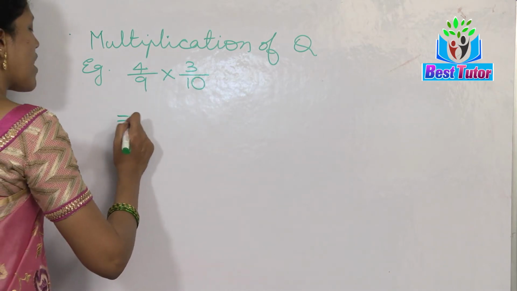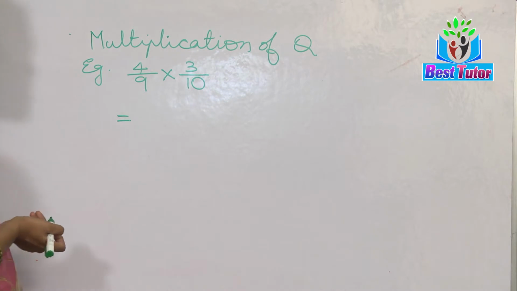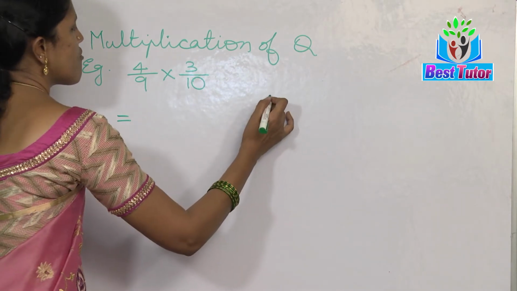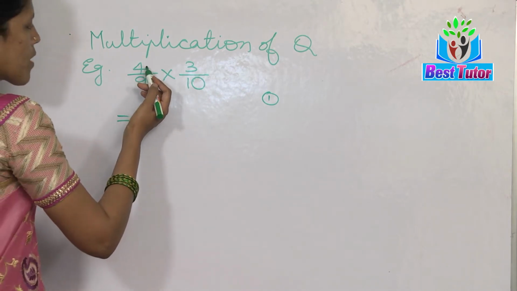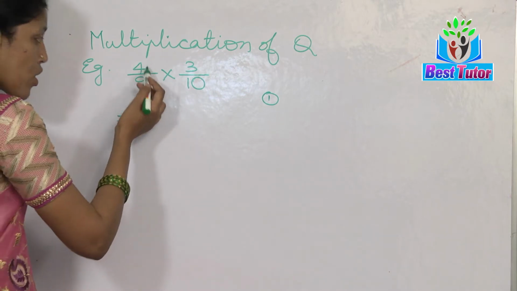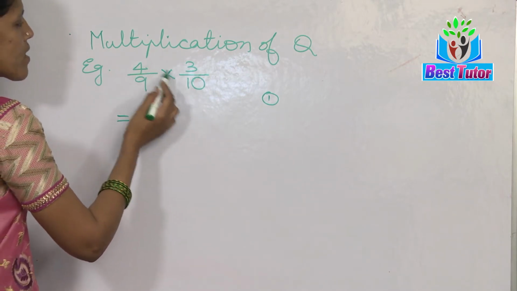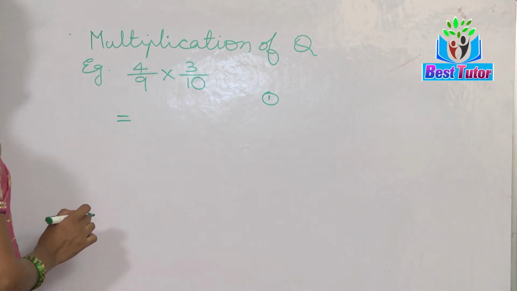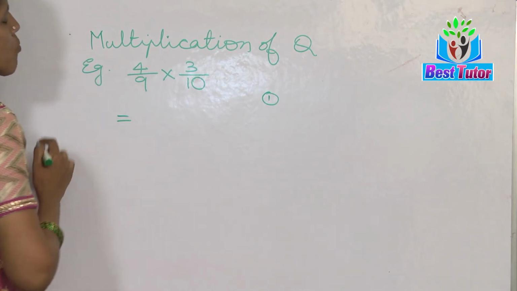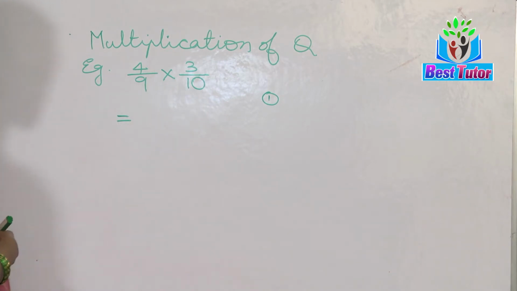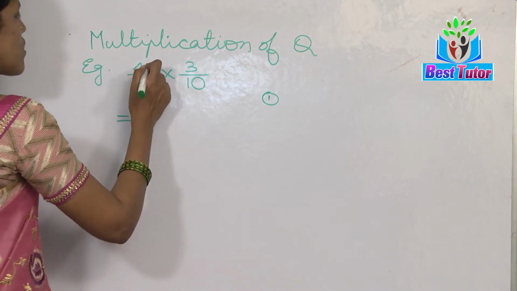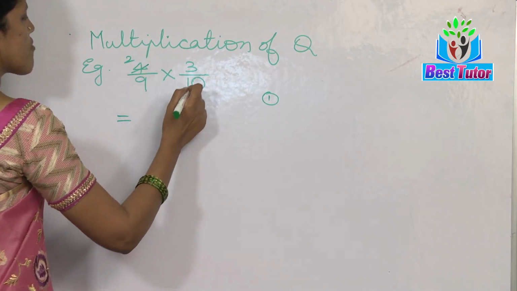Now, how do we find out the product of these two rational numbers? There are different steps. First step, check if there are any common factors of the numerator or denominator. May not be of the same rational number, but may be the other rational numbers also. If we observe, 4 is the numerator of the first rational number, 10 is the denominator of the second rational number, but they have a common factor 2.